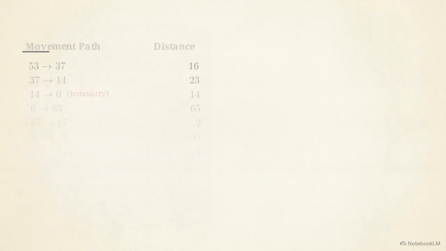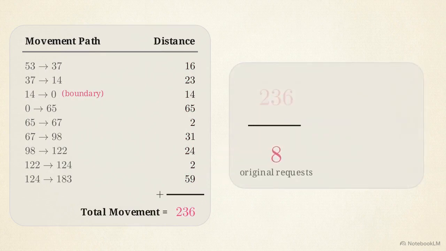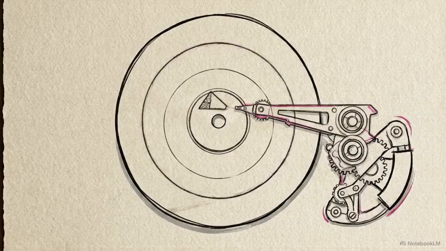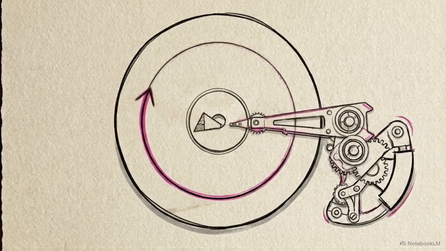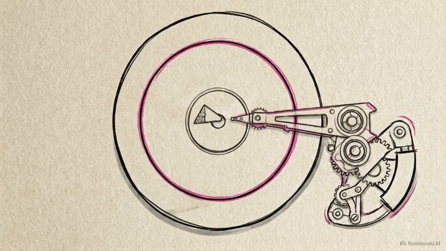Summing the populated column of stepwise movements reveals our ultimate efficiency metric. Total head movement equals exactly 236 cylinders. Dividing this total by the 8 original requests yields an average seek time of 29.5 cylinders per request. Enforcing a strict unidirectional constraint systematically resolves a chaotic queue with minimal mechanical strain on the hardware itself.